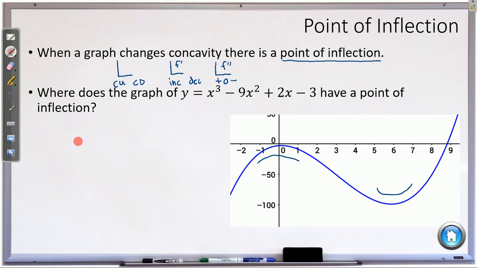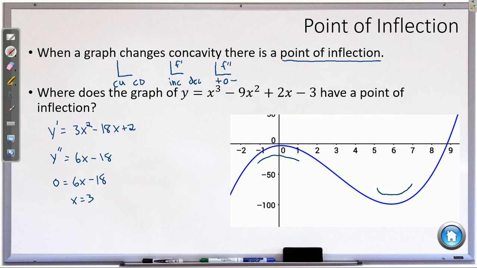All right, so we need to find the second derivative. So y prime is equal to 3x squared minus 18x plus 2. And our second derivative is equal to 6x minus 18. Now, this is going to happen where our second derivative is equal to 0. So set that equal to 0. Solve that, add 18, divide by 6, you get x equals 3.